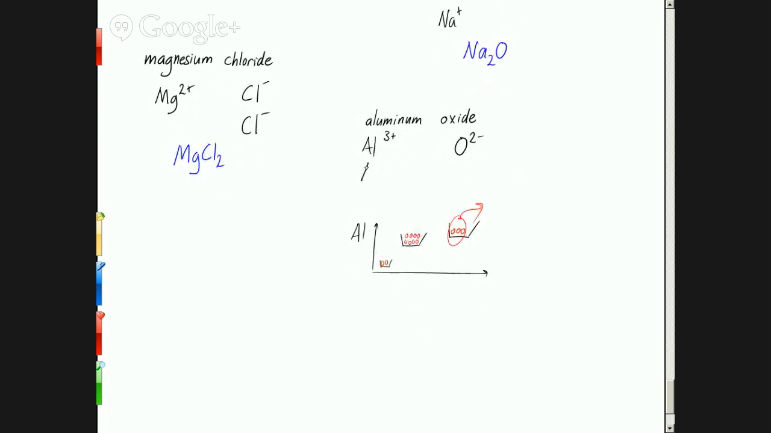Yeah, that works. So if we take 2 aluminums, what's our total positive charge? 6, right? So total we've got 6 plus. And then if we take 3 oxygens, what's our total negative charge? 6 minus. So now they balance. The way we would write that formula then is Al2O3.